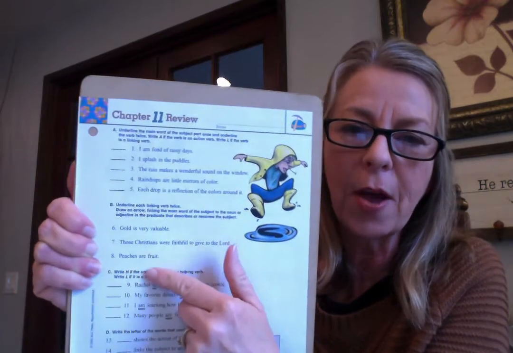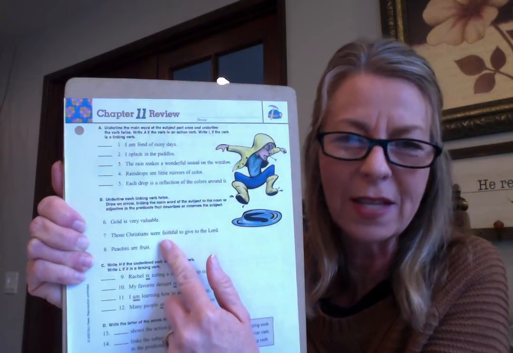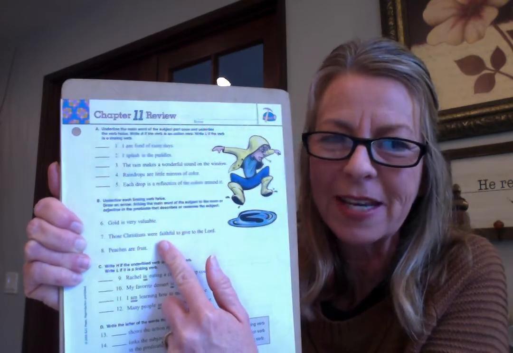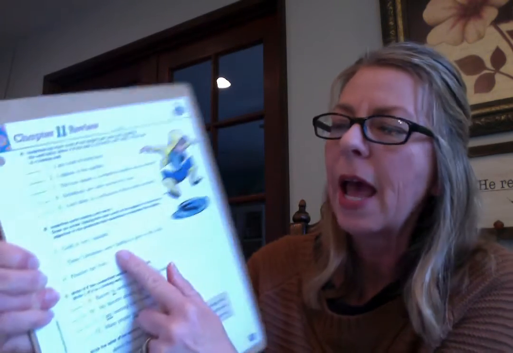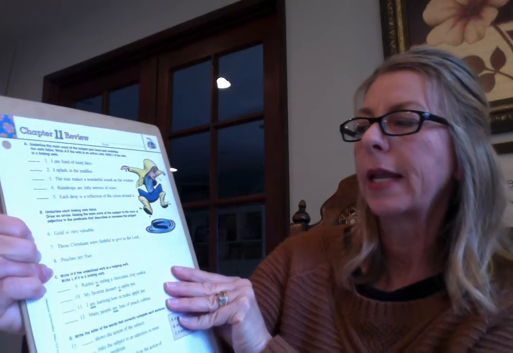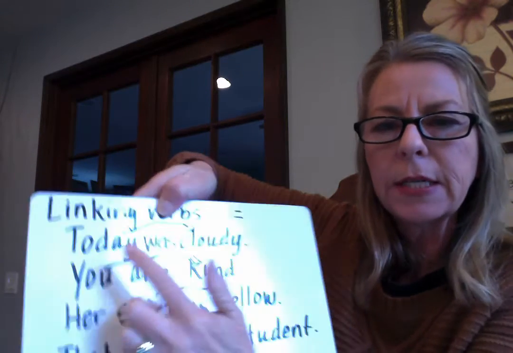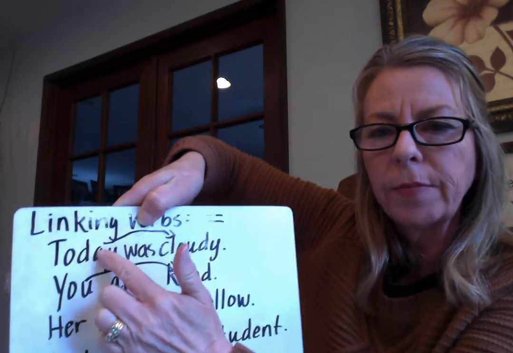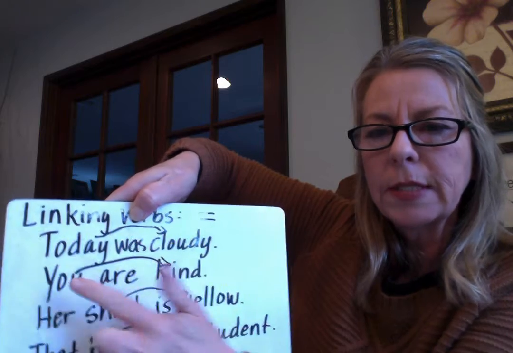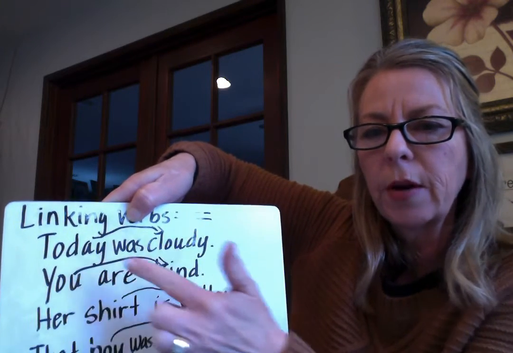All right, section B, you're going to underline each linking verb twice. So they already let you know that these are all linking verbs here. Okay, so you're going to find that linking verb. What is the equal sign in the sentence? All right, the pretend equal sign. And you'll underline that twice. And then you're going to draw an arrow linking the main word of the subject to the noun or adjective in the predicate that describes or renames. So just like in our linking verbs here, remember today was the subject, cloudy was the description, so I drew an arrow from today to cloudy. Okay, you was the subject, kind was the description, so I drew an arrow from you to kind, and that's what you're going to be doing here.